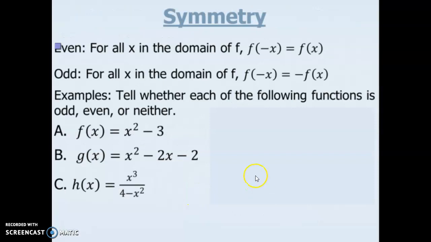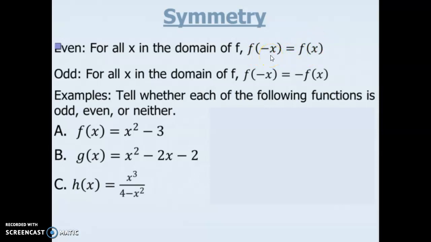Next, we're looking at symmetry. That's like if I folded my graph in half, or if I turned it. We have even symmetry, and the technical definition is that for every x in the domain, if I plugged in, let's say, f of negative 2, or f of positive 2, I'm going to get the same answer. So whether I use a negative 3 and a 3, or a negative 1 million and a positive 1 million, or a negative 8.7 and a positive 8.7, I'm going to get the exact same answer.